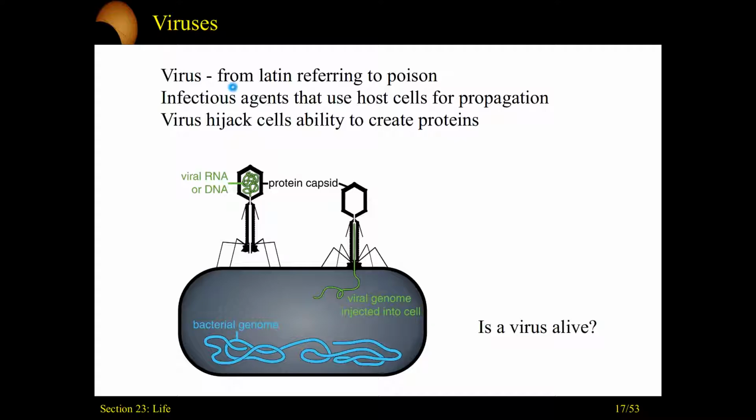The term virus actually comes from Latin and refers to poison. And as we know now, viruses tend to be infectious agents. What they'll do is attach to a host cell and hijack that cell's ability to replicate itself. Here's a classic example of a virus. You've got the virus with its spider-like legs and this shell. Inside the shell is the virus DNA or RNA, depending on the specific virus. Either way, you've got this protein capsid surrounding the virus's genetic information.